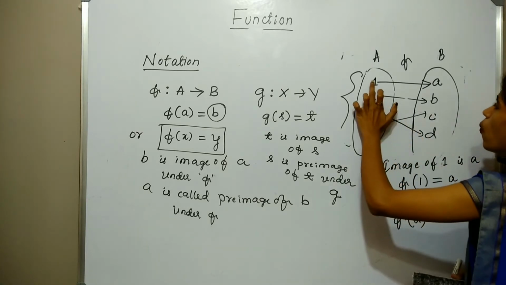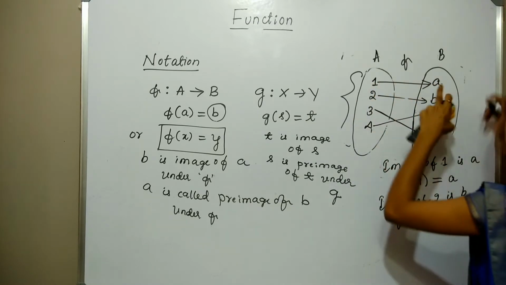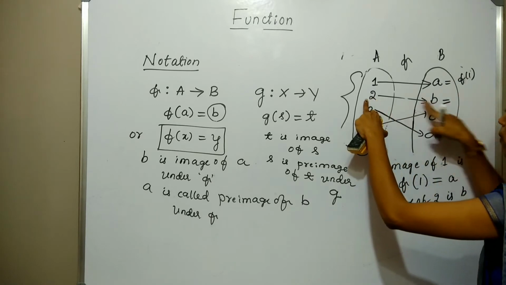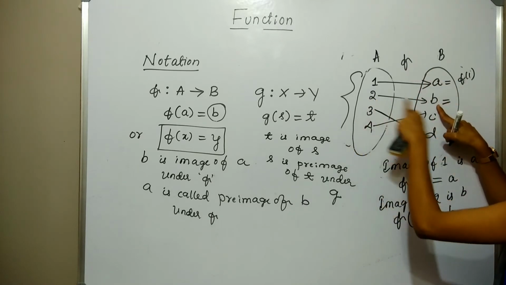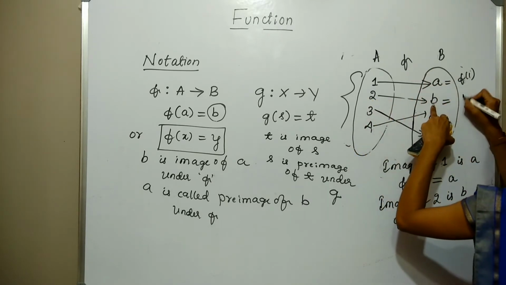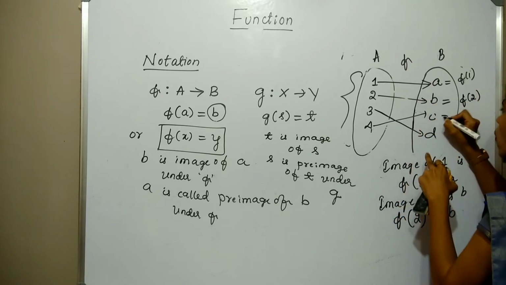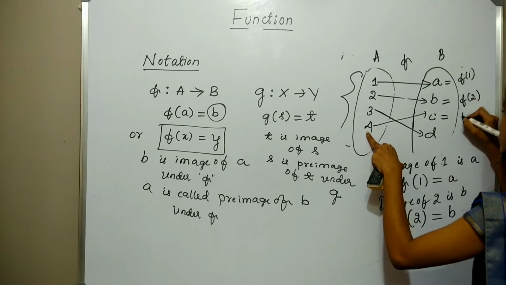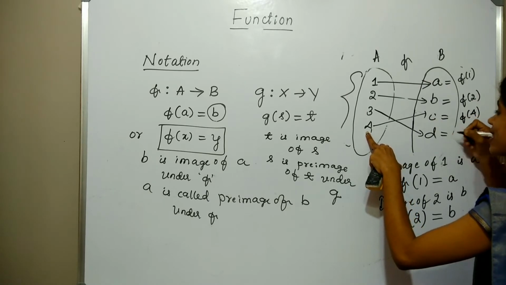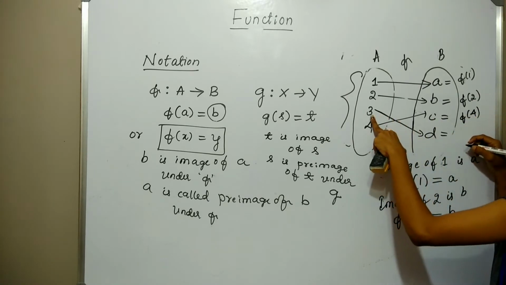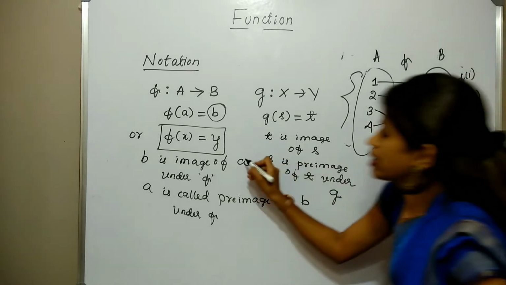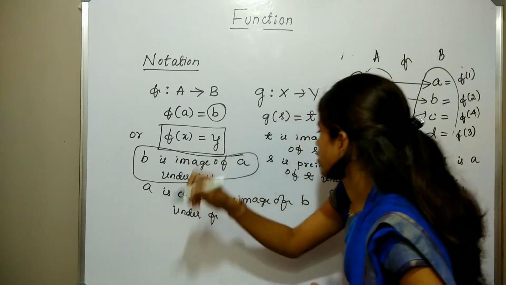So 1 maps to A, meaning A is f of 1. 2 maps to B under f, it means B is the image of 2, that is f of 2. Now what is C? C is the image for 4, that is f of 4. Now what is D? D is the image for 3, that is f of 3. So this is the notation for image.